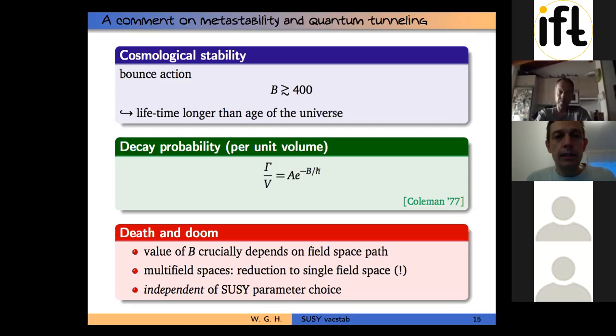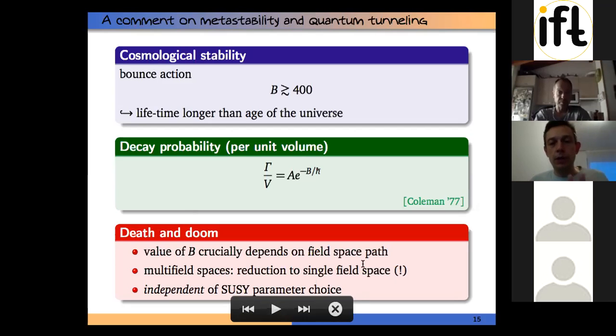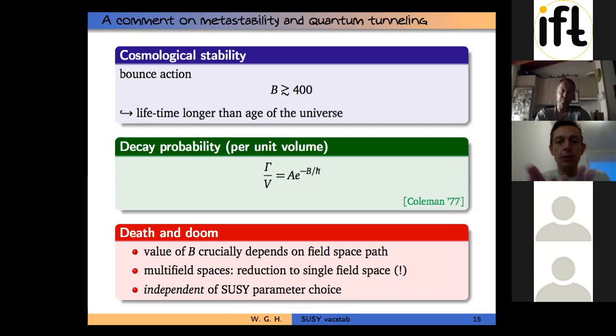Now, traditionally, it is said that for a bounce action of B larger than around 400, the lifetime of the false vacuum is longer than the age of the universe. That means these points are certainly to be accepted. However, the B value crucially depends on the field space, especially in these multi-field spaces. To use this calculation by Coleman, you have to do a reduction to a single field space. And this is all independent of the SUSY parameter choice. So for one parameter point in the MSSM, you can get different answers by choosing different tunneling paths.